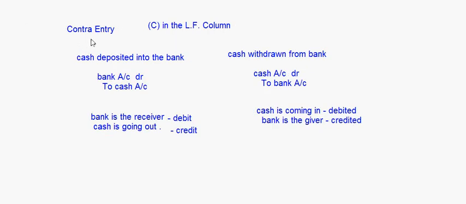So we have taken up the contra entry also. Now in my next session I'll take up some more points pertaining to this two column cash book, after which we will take up a question in which we will prepare a double column cash book. So with that, I'll come to the end of this session. Bye.